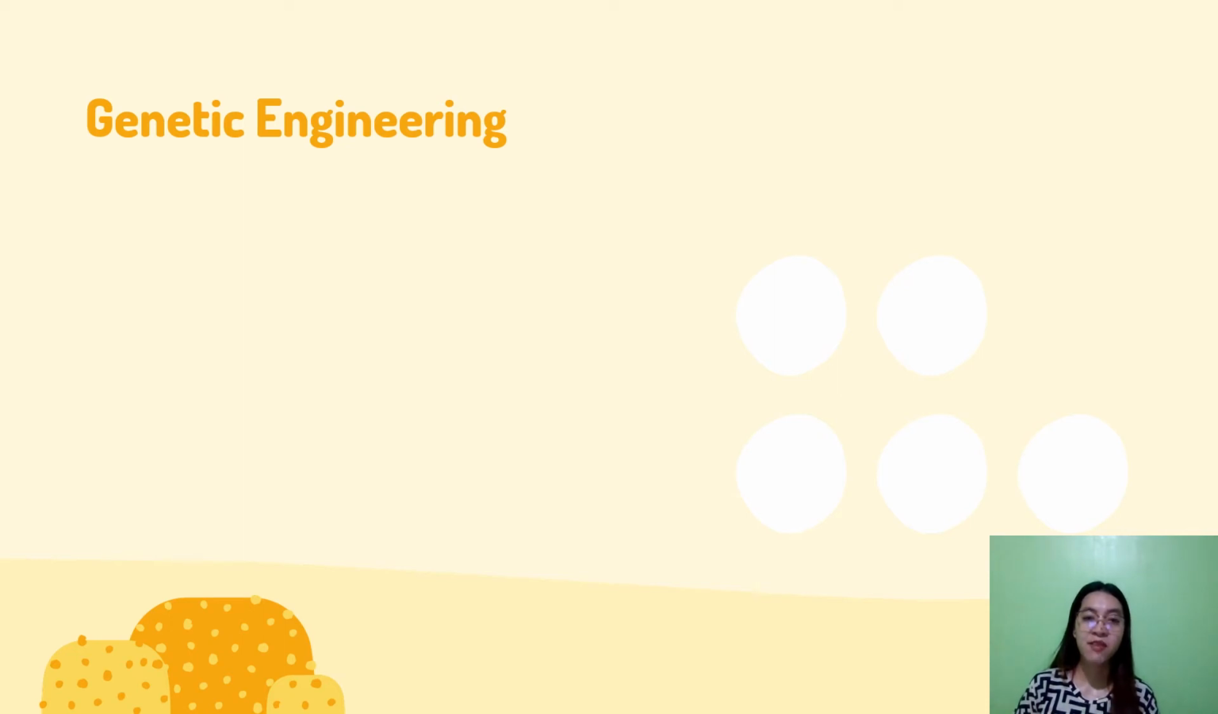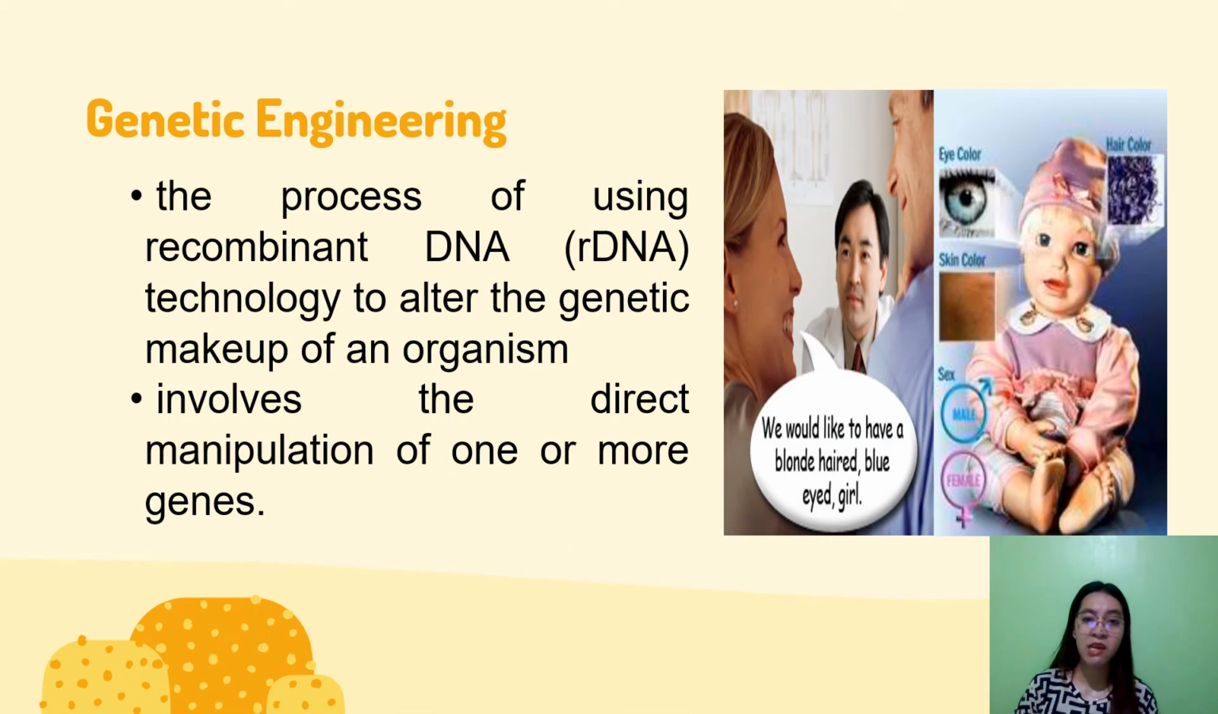Traditionally, humans have manipulated genomes indirectly by controlling breeding and selecting offspring with desired traits. Genetic engineering involves the direct manipulation of one or more genes. Most often, a gene from another species is added to an organism's genome to give it a desired phenotype.